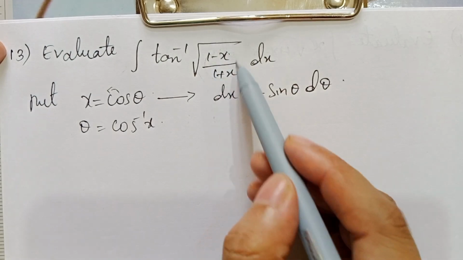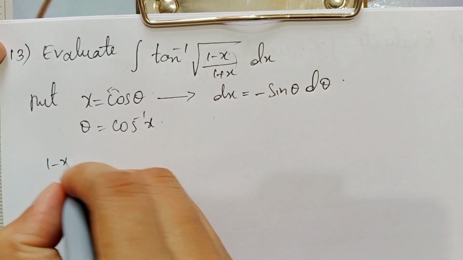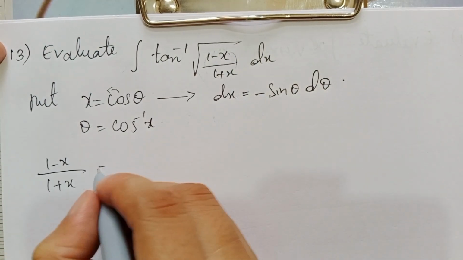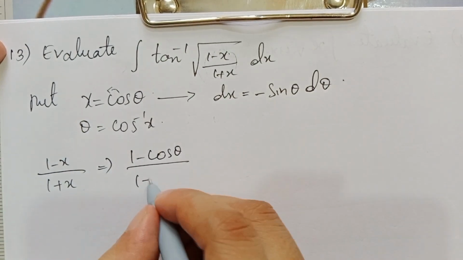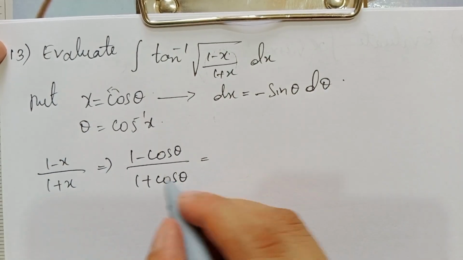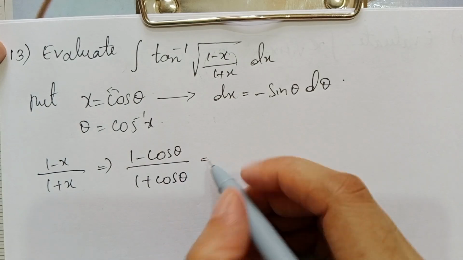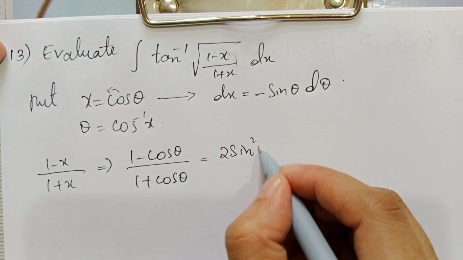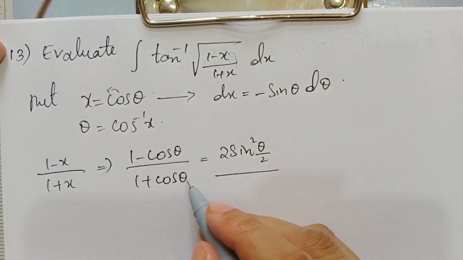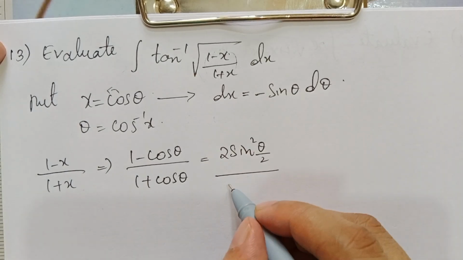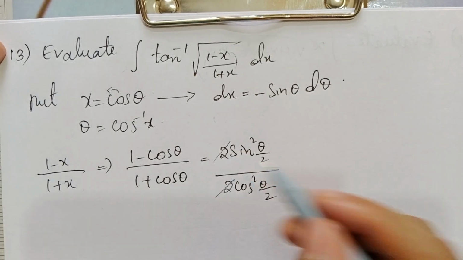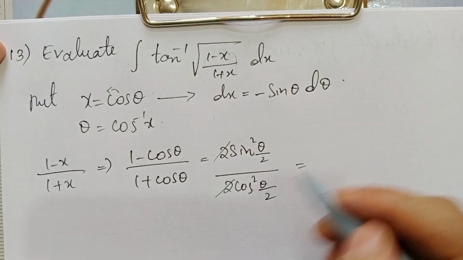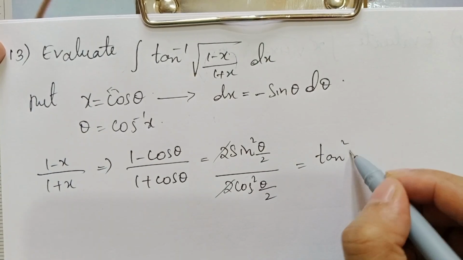We'll solve this term first. So it is 1 minus x by 1 plus x. This can be written as 1 minus cos theta by 1 plus cos theta. And the formula of 1 minus cos theta is 2 sine square theta by 2, and 1 plus cos theta is 2 cos square theta by 2. So the 2 gets cancelled out. Sine by cos is tan, so it is tan square theta by 2.